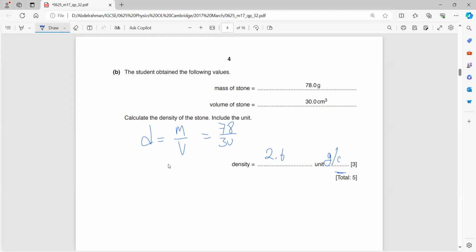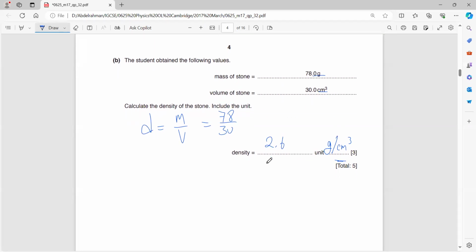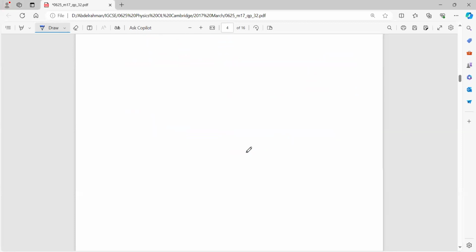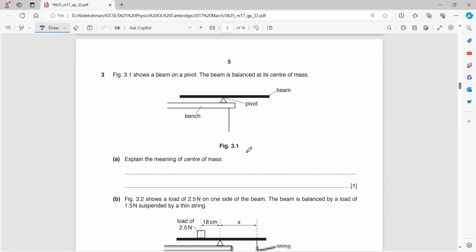Grams per centimeter cubed. Yes. Volume, grams per centimeter. If it was kilograms and meter cubed, it would have been kilograms per centimeter cubed. Quite easy. Any problems? Any questions up till now? Okay, good. Do we have to change it to kilograms? No, we don't. We will leave it as grams. Grams per centimeter cubed. Okay. Next question.